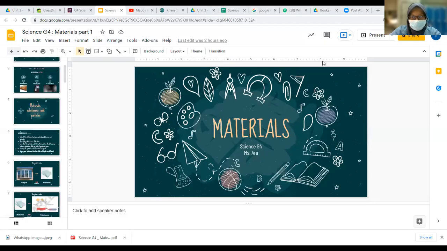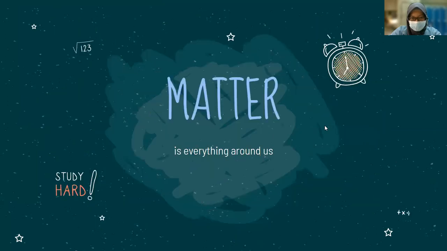Okay, so let's start. Our topic is about materials. The materials are related to matter. Matter is everything around us. In bahasa Indonesia, it is called materi. So semuanya yang ada di sekitar kita, including ourselves, is matter. We are a part of matter.